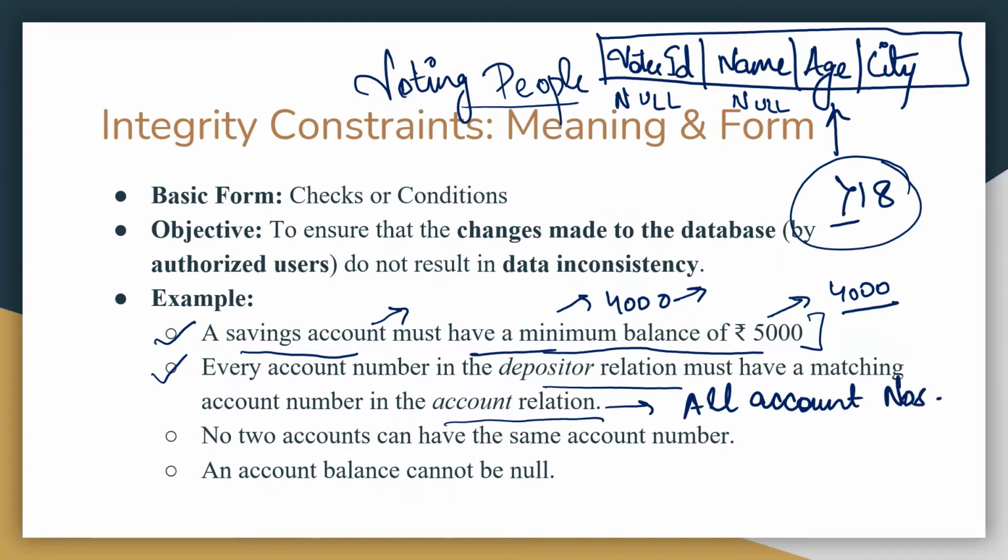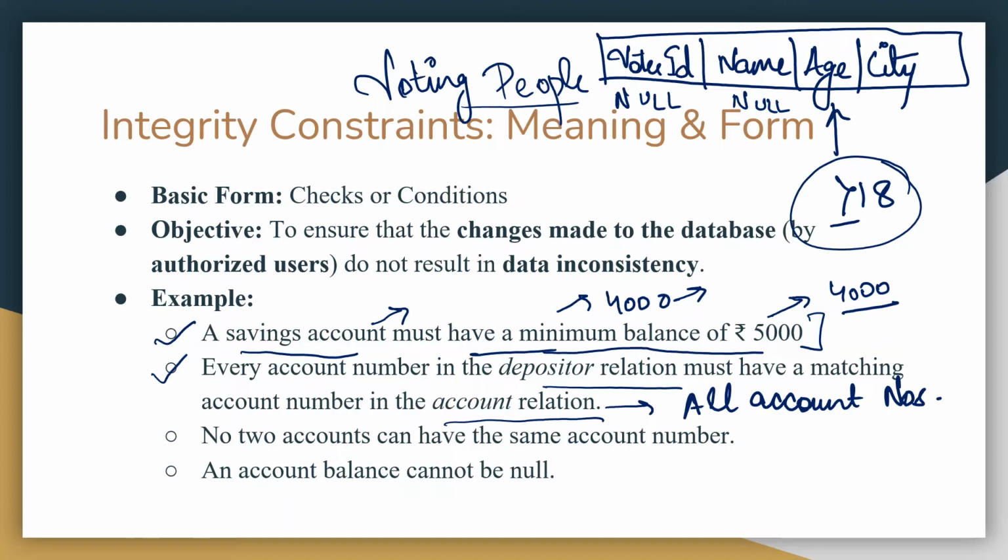There cannot exist any account number which is not part of this account relation, and that customer has anything to do with the bank, so that cannot happen. Now those customers can be depositors, who deposit some money in the bank, or some of them could be the ones who have taken a loan from the bank, right?